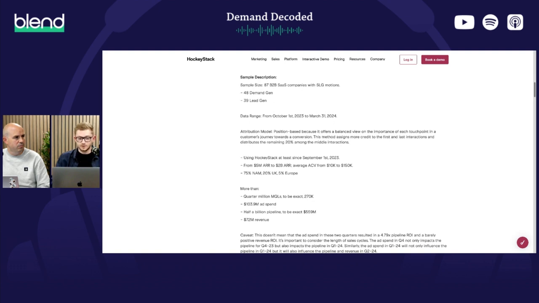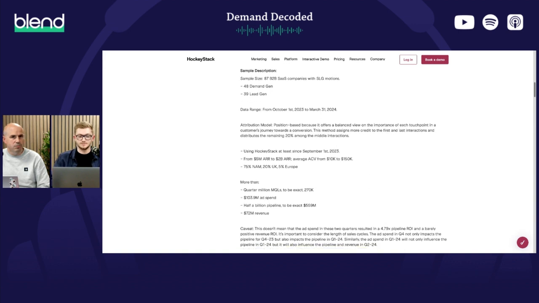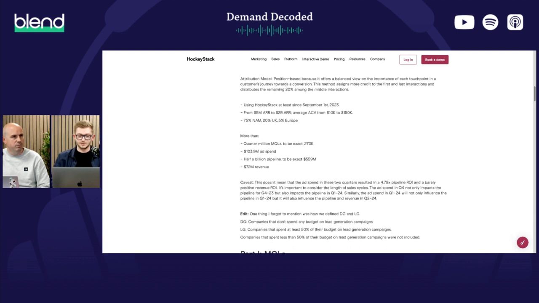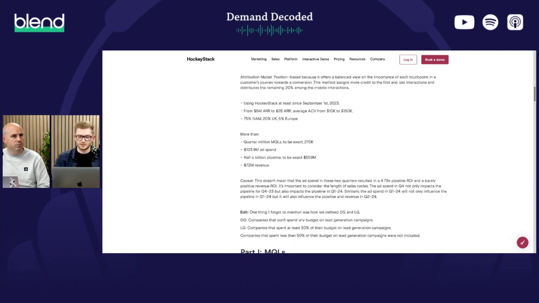So the sample size was 87 B2B SaaS companies with sales-led growth motions. Out of those, there were 48 on the demand gen side, 39 on the lead gen side. And the date range was between October the 1st, 2023 and March the 31st, 2024. So pretty recent. In terms of attribution model, I'm not sure this is entirely relevant for this, but worth mentioning nonetheless.